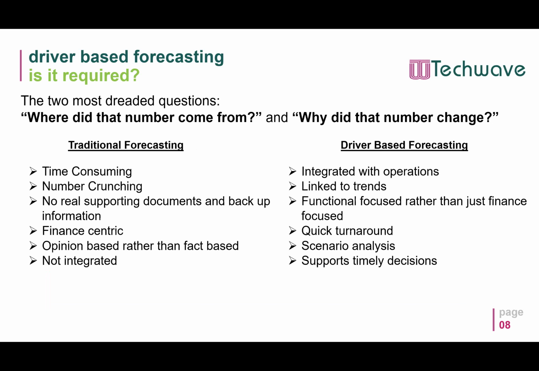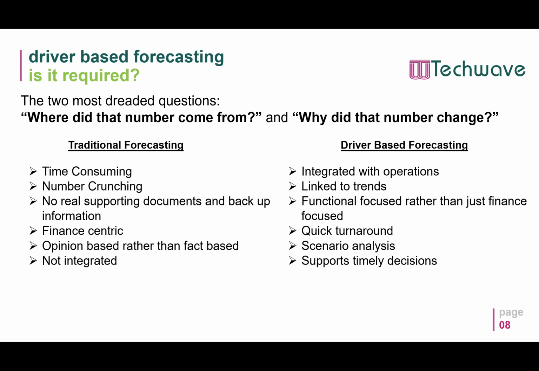Even when you do forecasting or planning, some of the questions that management always gets stuck with are, first of all, who has come up with these numbers? How did they come up with them? Every week I'm seeing this information and it changes. Why does it change every week? What is the reason behind it?